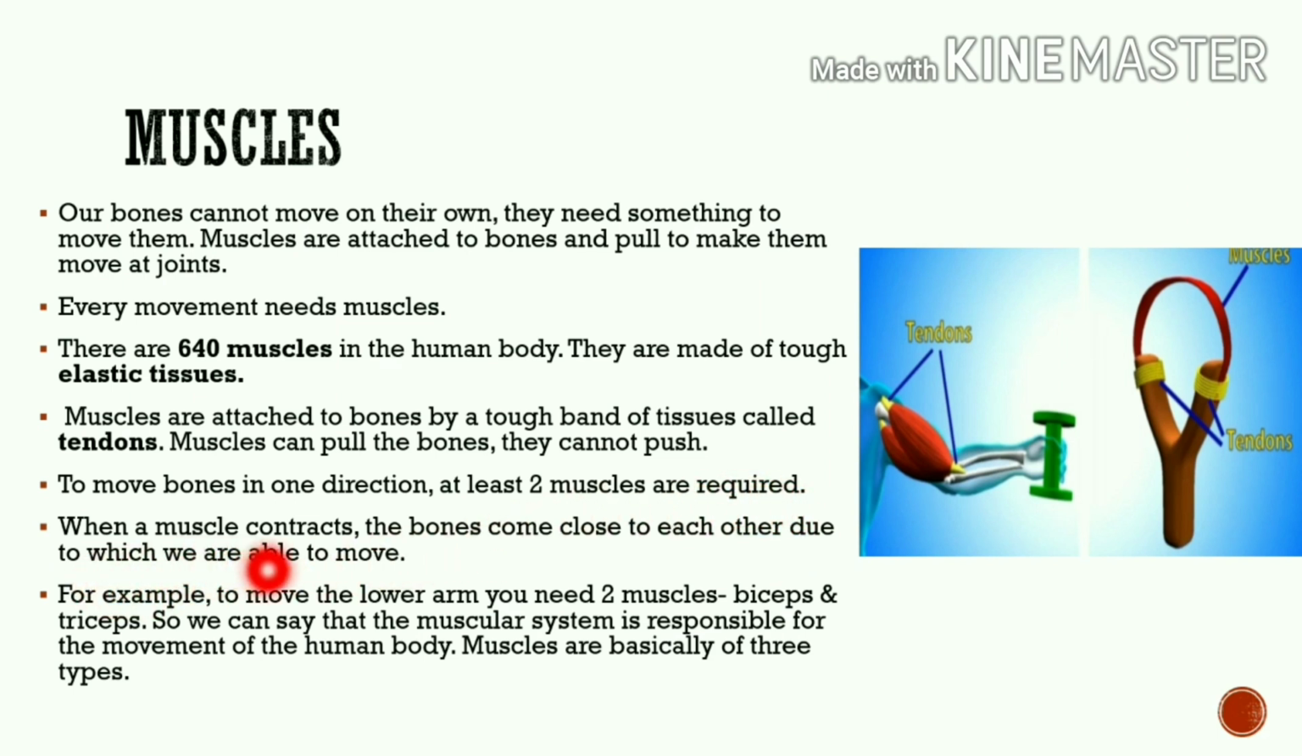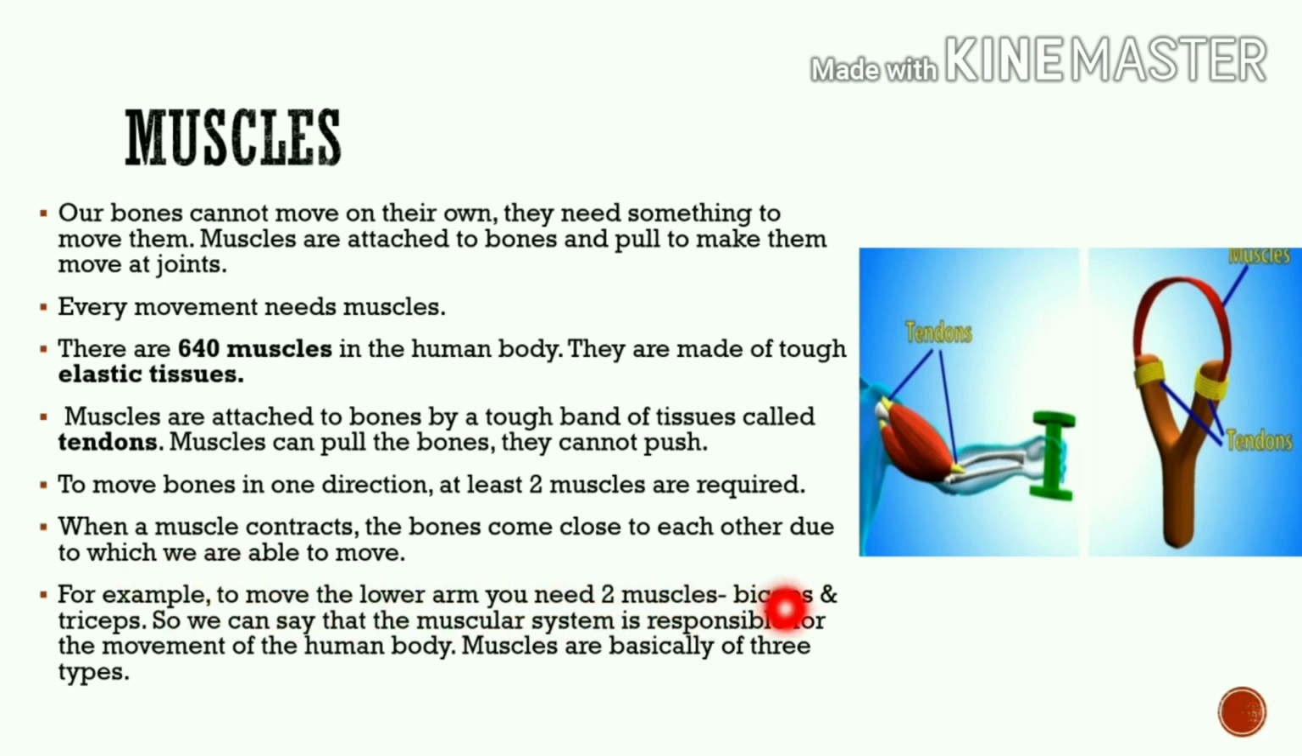So when a muscle contracts, the bones come close to each other, due to which we are able to move. For example, to move the lower arm, you need two muscles, biceps and triceps. See, biceps and triceps, two muscles. So we can say that the muscular system is responsible for the movement of the human body.